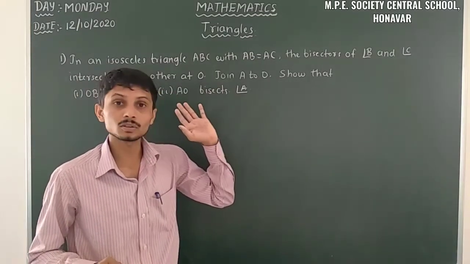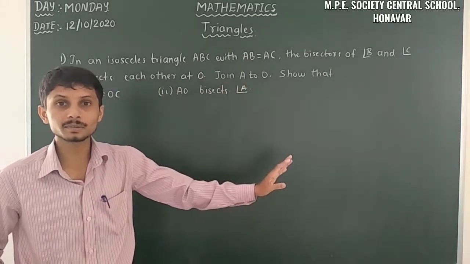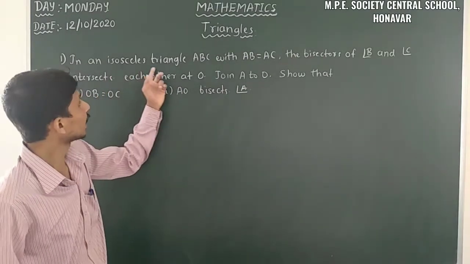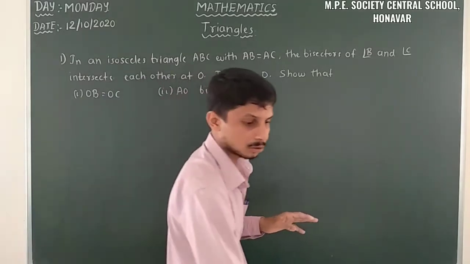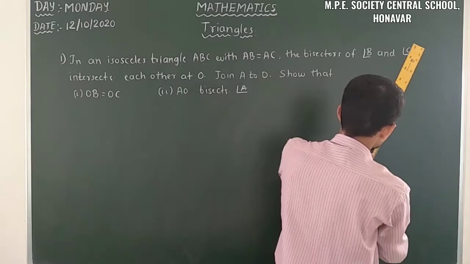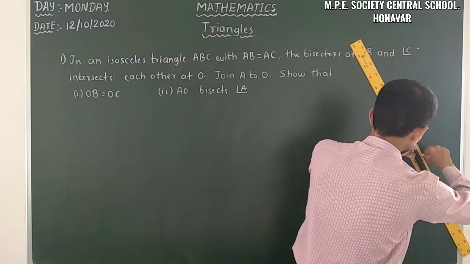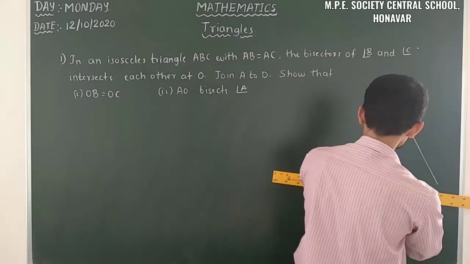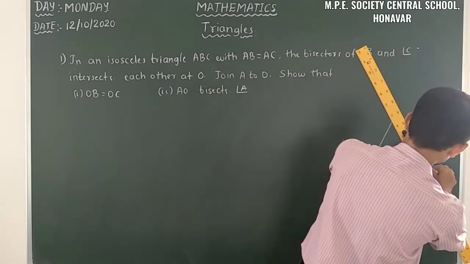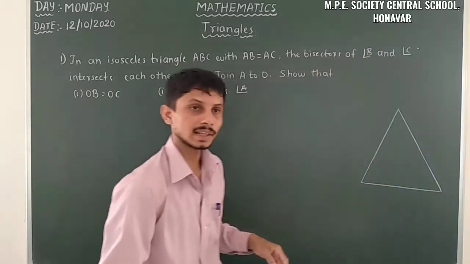Firstly we have to draw, because here it is completely a statement. We have to convert the statement form of a question into a diagram. That is, here it is given an isosceles triangle ABC. Firstly we have to draw an isosceles triangle ABC. So this is an isosceles triangle ABC.